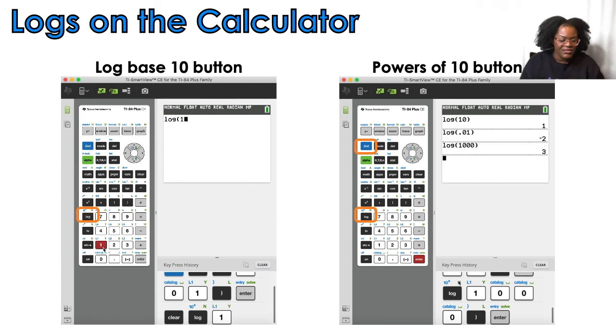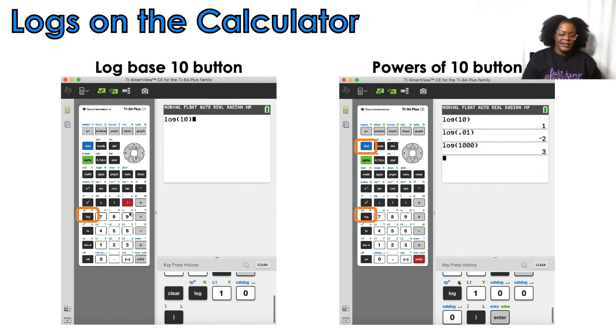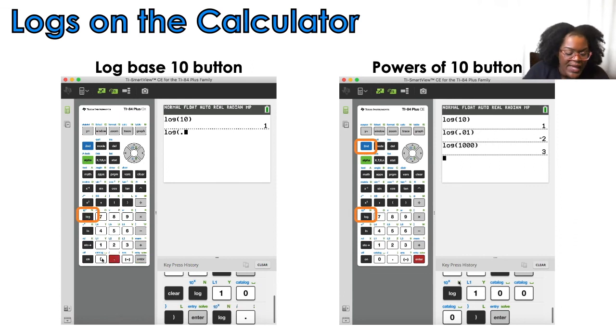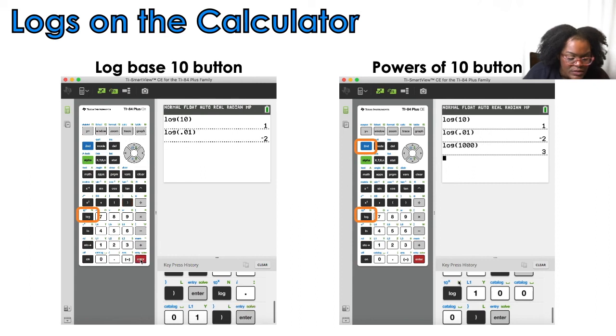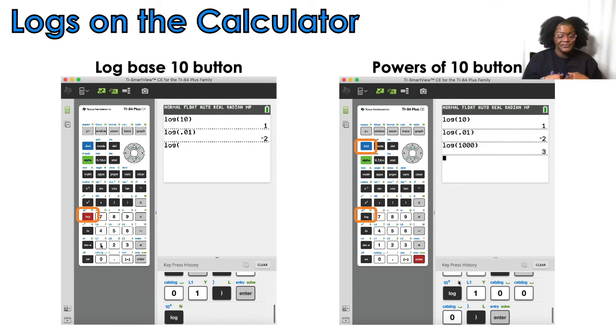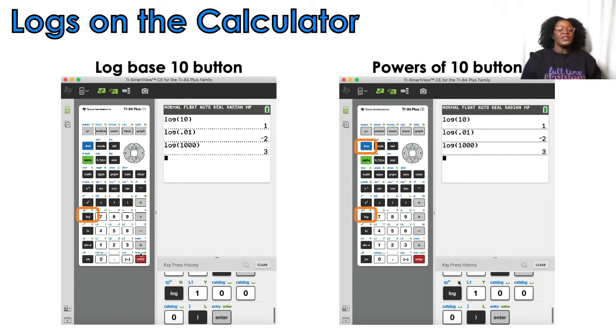Let's say I have log base 10 of 10. What is that going to equal? It's going to equal 1, because 10 to the first power equals 10. Log base 10 of 0.01 equals negative 2, because that's 1/100th, so 10 to the power of 2, moved to the top, becomes negative. Log base 10 of what is that, 1,000? It's real tiny on this little screen, I know y'all can't tell. It is 3, because 10 to the third power equals 1,000.